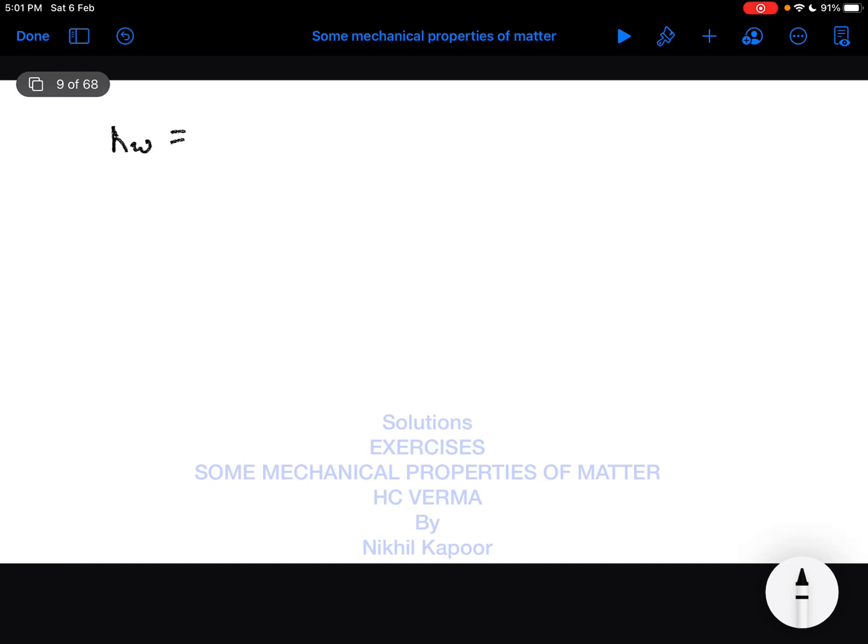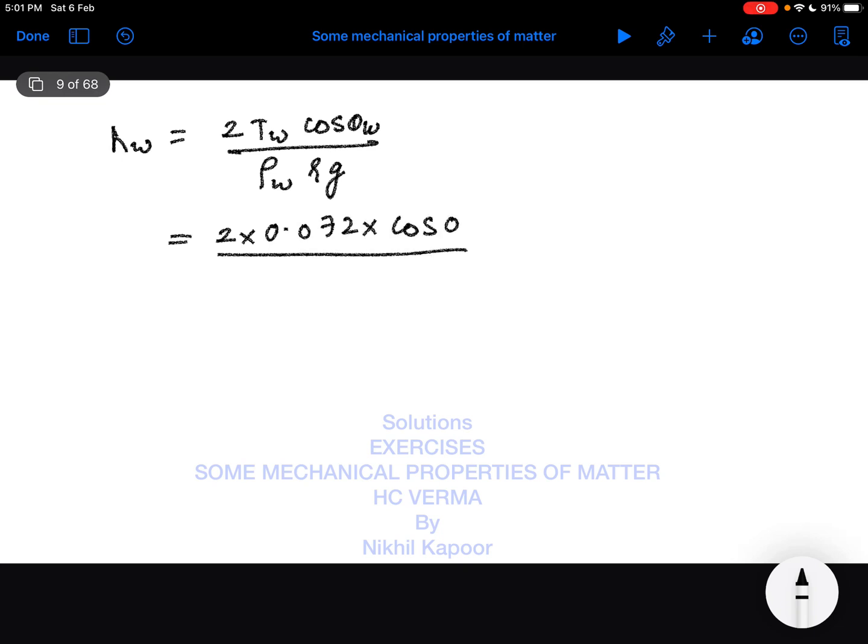The height to which water will rise will be equal to 2T, the surface tension of water, cos theta for water, upon rho for water, r into g. So 2 into 0.072, that is the surface tension of water. For water, the angle is 0 degrees. The density of water is 1000, the radius is 0.025 into 10 raised to minus 2 in meter, and the value of g is 10. Now let's solve this.